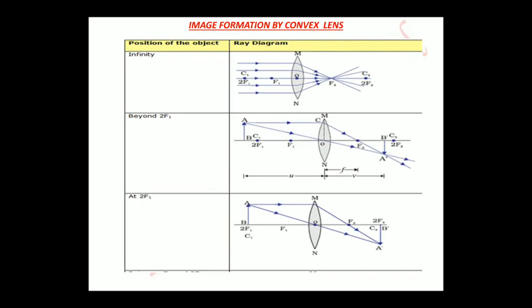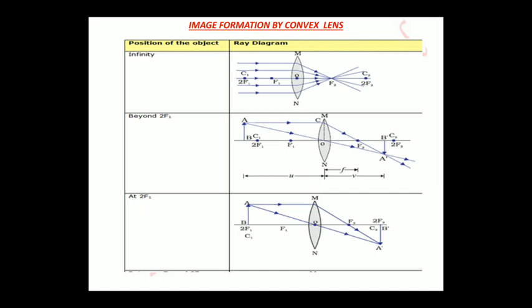The first position of the object is at infinity. If an object is at infinity, the rays from infinity which come to the lens are parallel to each other. Here we have taken an object which extends above the principal axis as well as below the principal axis. Then all the rays come parallel to the principal axis, and after getting refracted from the lens, they fall on the second principal focus. Hence we get a point size image on the second principal focus.